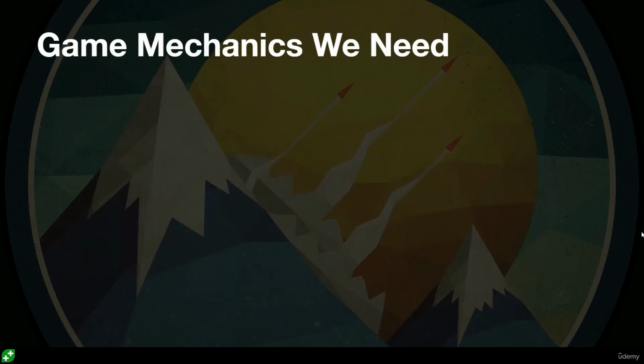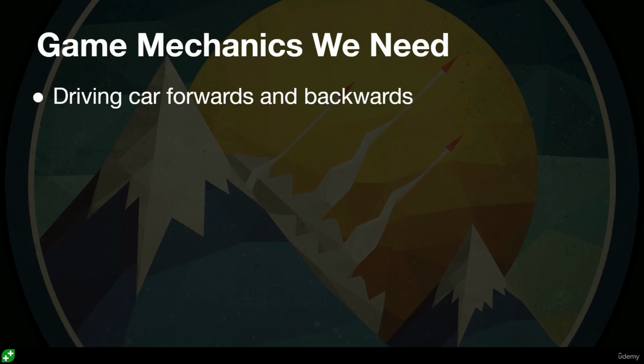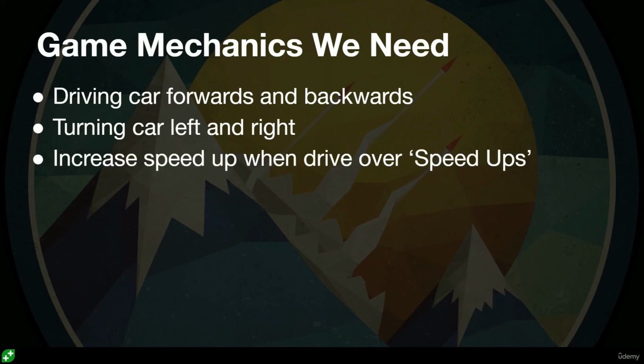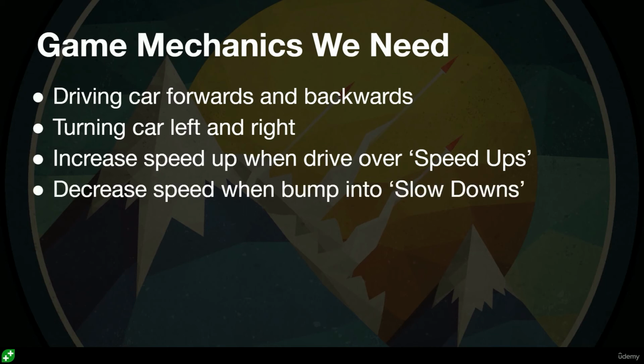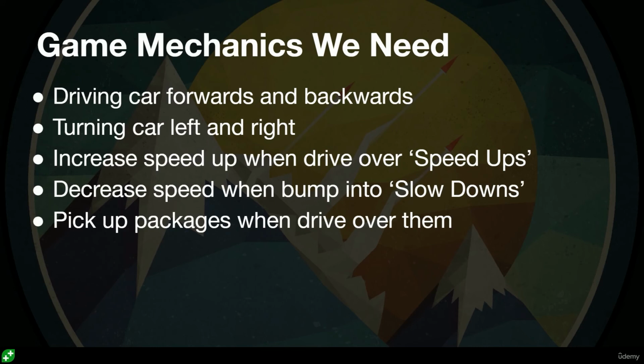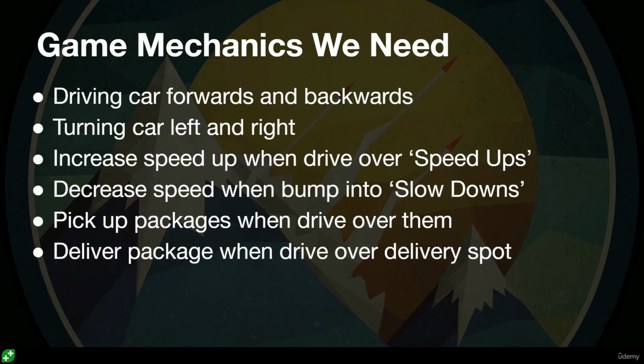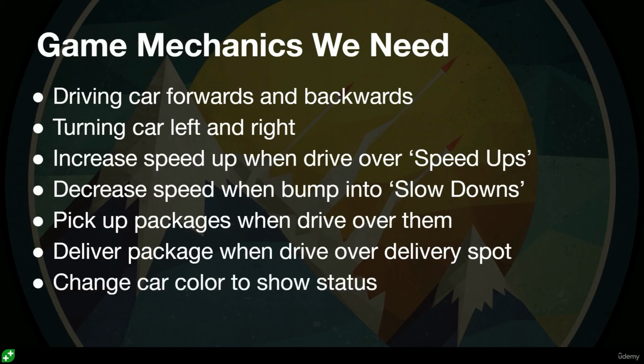Now, if we look at the game mechanics that we need to build, we need to start thinking about what are we programming? What do we have to create as developers? Well, we need to have our car driving forwards, and I'd also like to have it driving backwards. We need to have the car able to turn left and to turn right, obviously. We want to be able to increase the speed of our car when we drive over speed ups, and also decrease the speed of the car when we bump into slowdowns. We also need to have some sort of mechanism so we can pick up packages when we drive over them, and also some mechanism to deliver packages when we drive over the delivery spot.